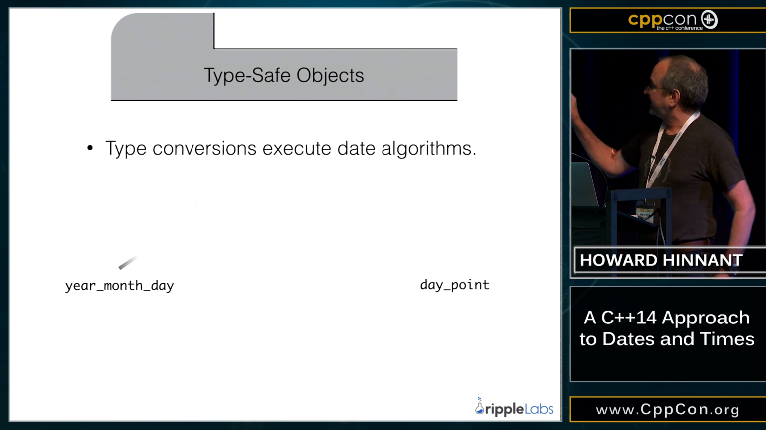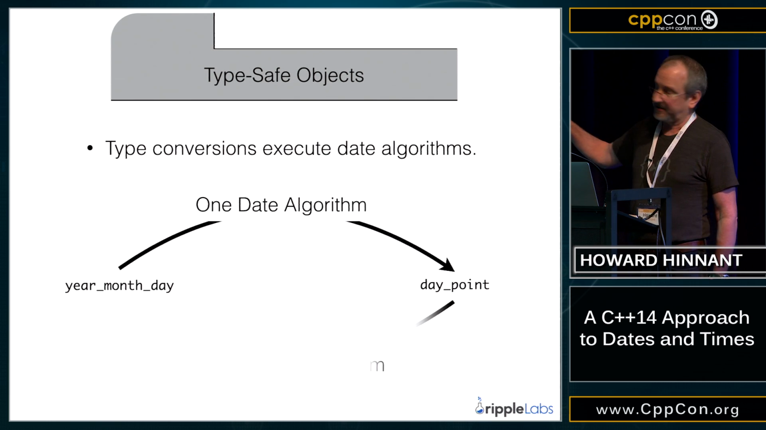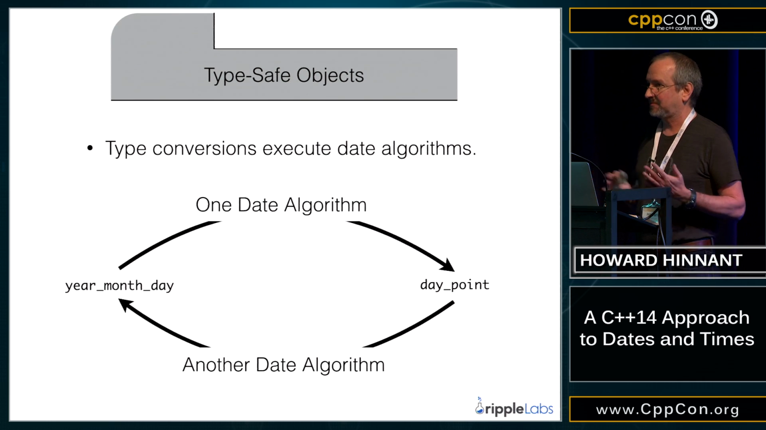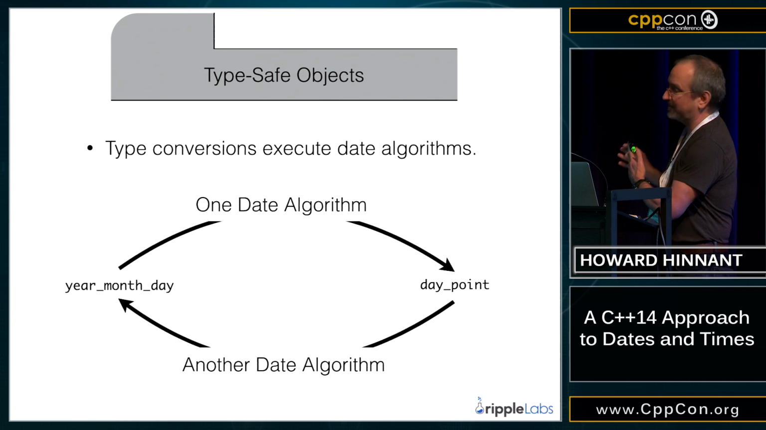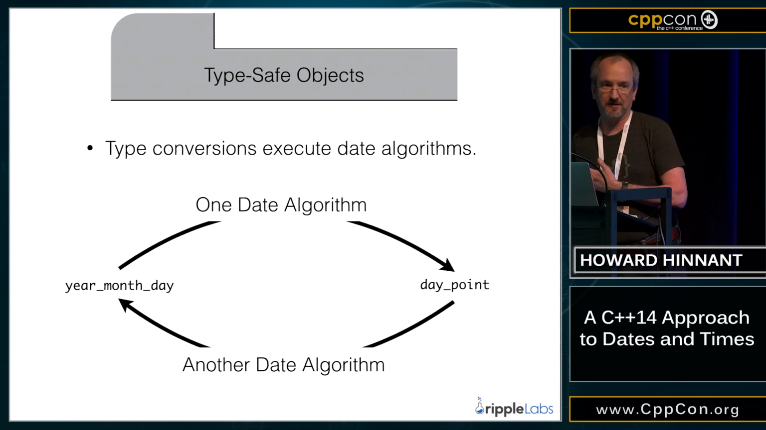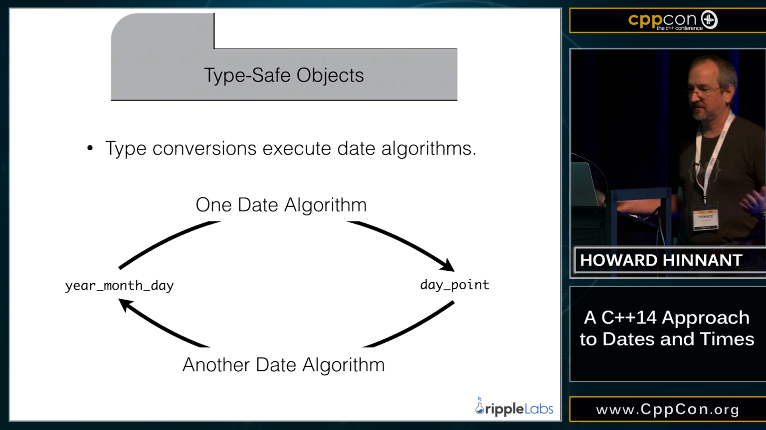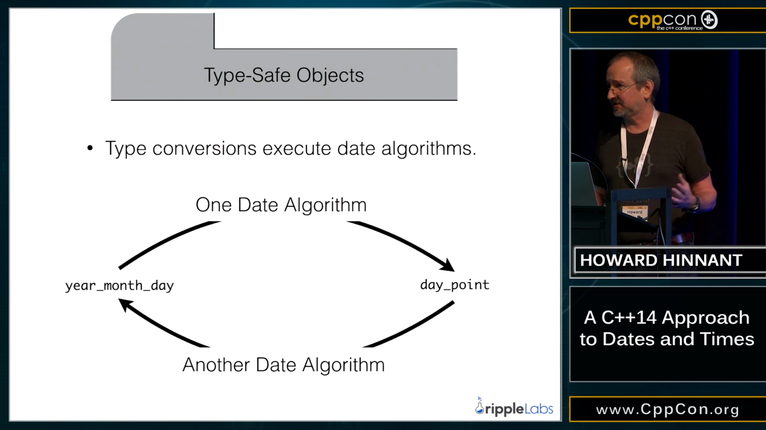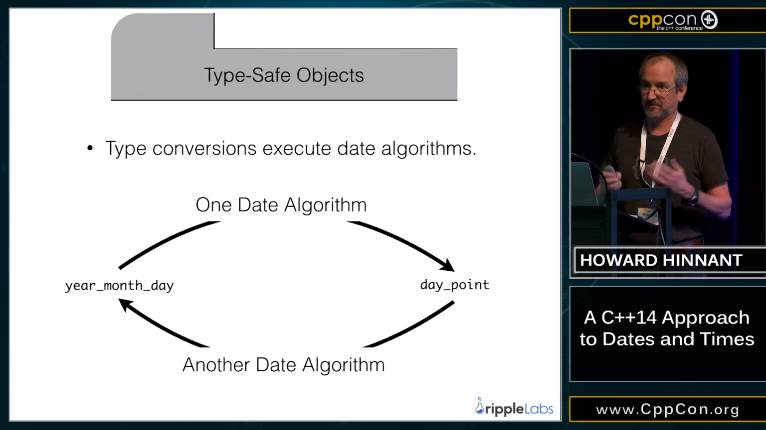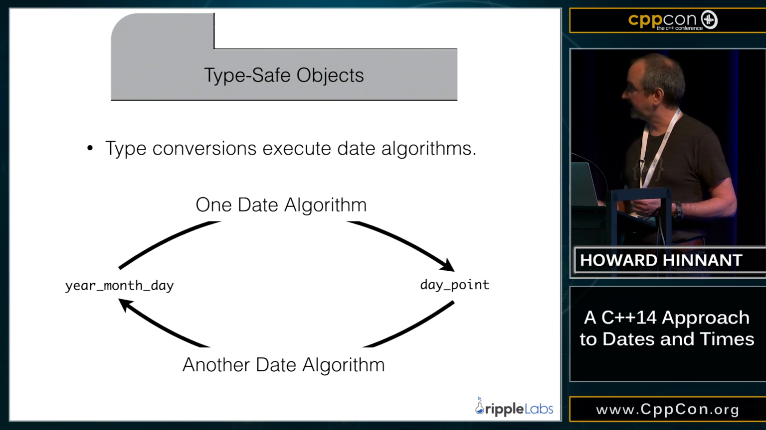So the way you access the date algorithms that I told you about is you convert one type to another. When you convert year_month_day to day_point, you execute one of those nasty date algorithms under the hood. And when you do the opposite conversion, you execute another date algorithm. And that's the way this entire library works. You just convert one type to another to do your calendrical calculations.